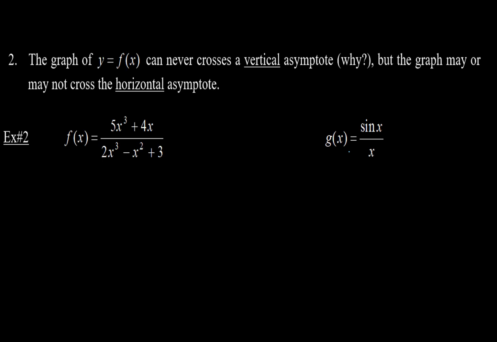Let's take a look at these functions. For this example, I've got a graph of f of x. Now notice, graphs do not cross their vertical asymptotes. Why? Well, that's typically where they have holes or discontinuities in their domain. But a graph may or may not cross the horizontal asymptote.